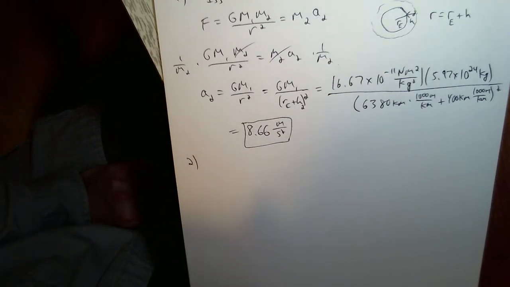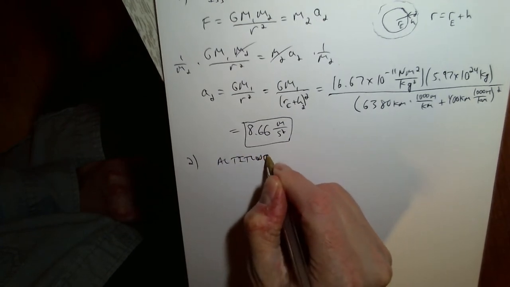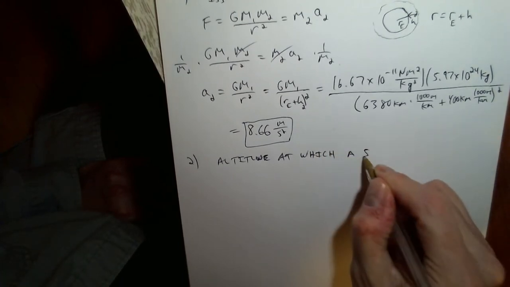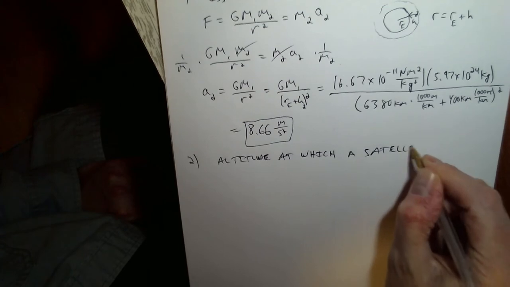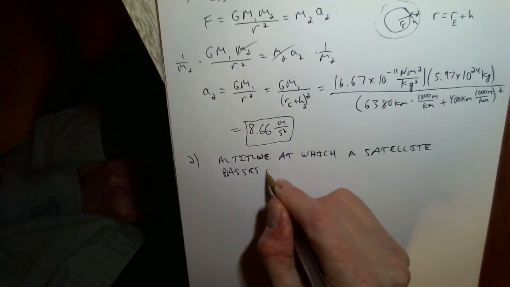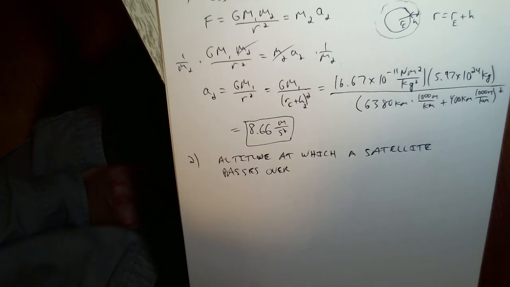So number 2, at what altitude does a satellite pass over the same country twice a day? So altitude at which a satellite passes over. When I say the same country, some countries are quite big. I'm just thinking of it passing over Russia, for example. Really, what I'm asking here is passes over the same spot.